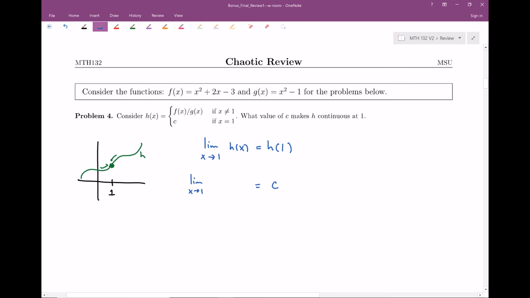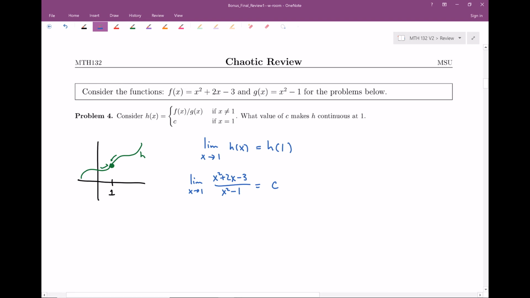Now again, h of x behaves like f of x over g of x, so long as we're not equal to 1. So f of x divided by g of x. Here's my f of x function, x squared plus 2x minus 3, divided by my g of x function, x squared minus 1. So that was a decent amount of interpretation, but now we see that we would like C to be equal to whatever this limit is. So if we can evaluate this limit, whatever that answer is, that's what we want C to be equal to in order for h to be continuous at 1.